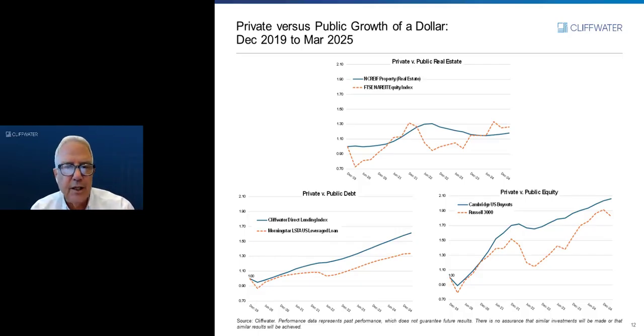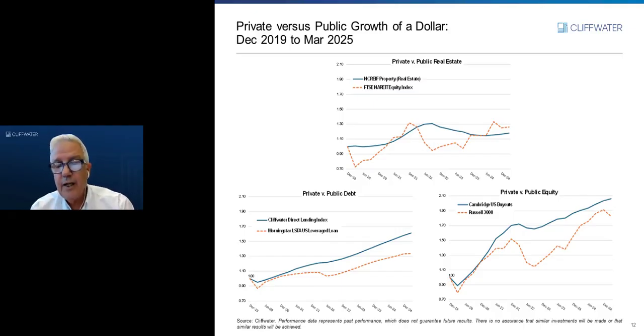get out or not. In the bottom left-hand graph, we show public versus private debt. Again, private being our direct lending index, public being the Morningstar LSTA index. They pretty much mirror each other, though their slopes are different. We expect them to be, because privates have yields about 3 to 4% net of fee higher than publics. So that doesn't seem at first glance any problem with valuation on private debt.